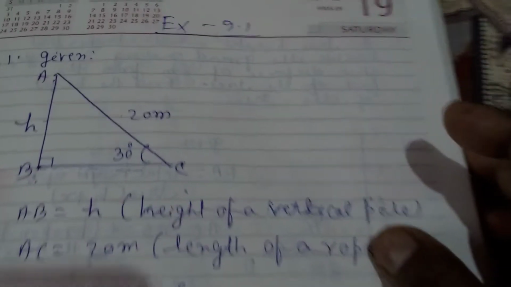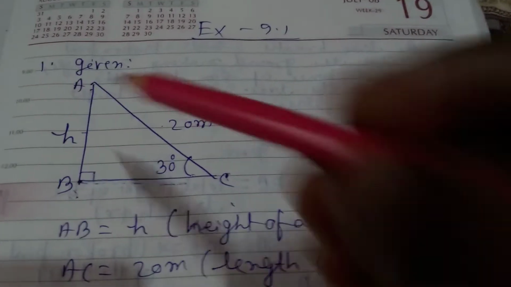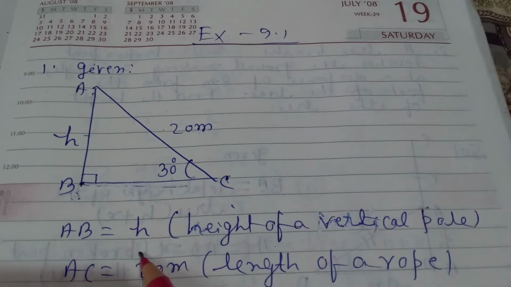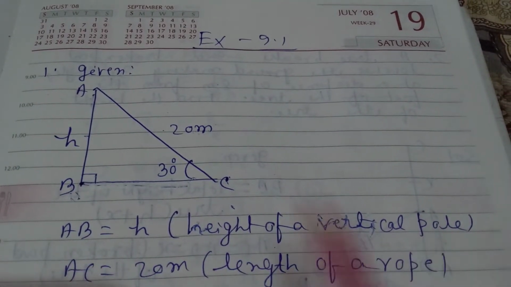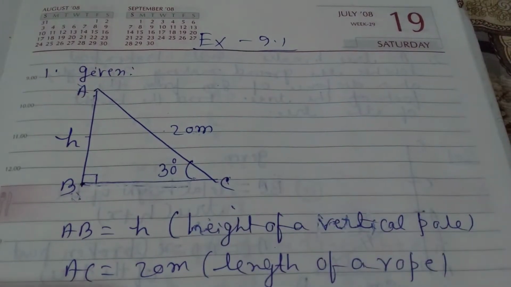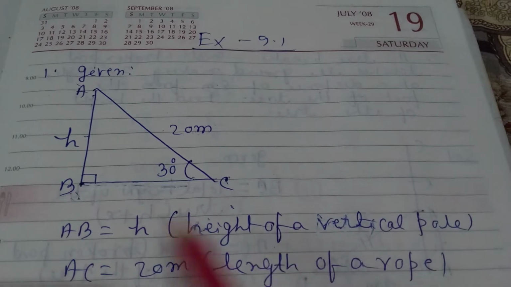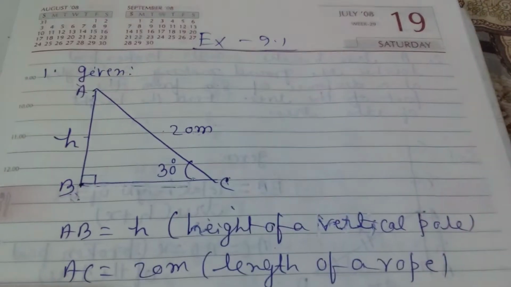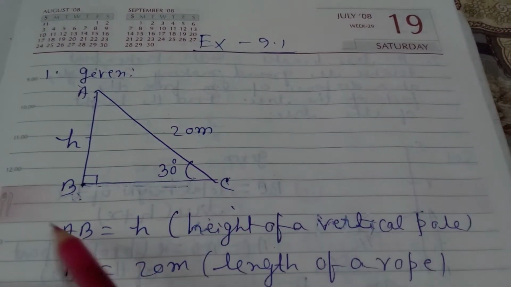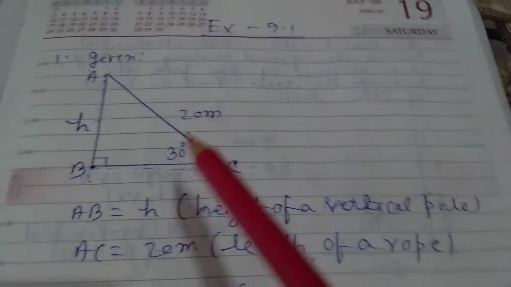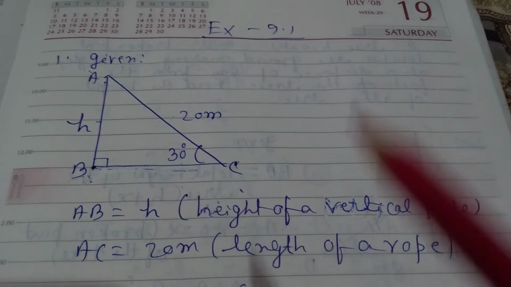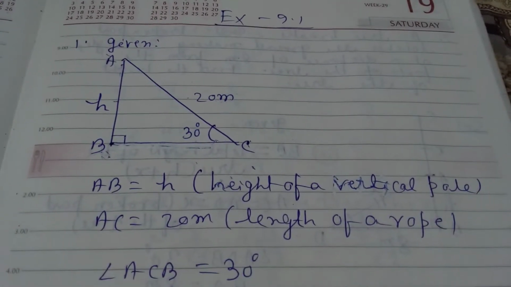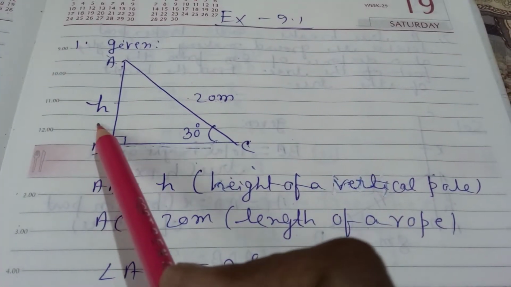Now at first you look at the figure. AB equal to H, which I have assumed as the height of the vertical pole. AC equal to 20 meter, this is the length of the rope which is tied to the vertical pole. And angle ACB equal to 30 degrees, that is, the rope makes the angle 30 degrees with the ground. Now you have to determine the height of the pole.